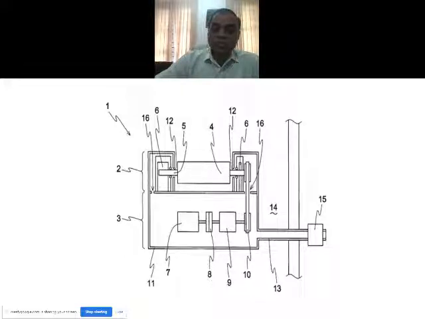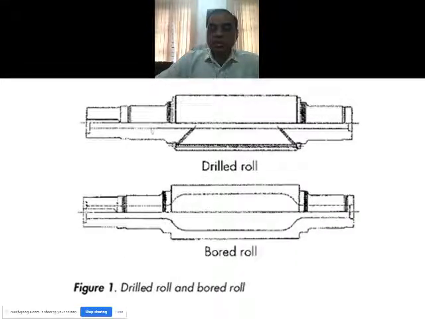So the idea is the RPM here is 3600 or close to that, and here what you need is a pretty small RPM, single digit RPM. So the idea is to have a good bearing system, then a complete control on the temperature, as the first step. The temperature control is done by giving drills. So bored rolls and drilled rolls are possible.